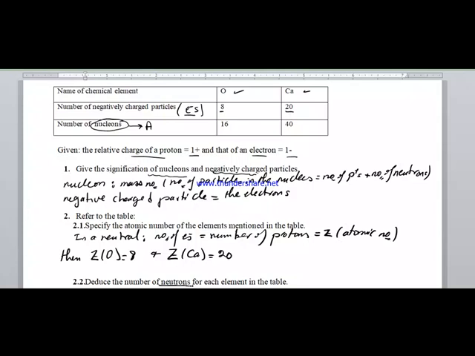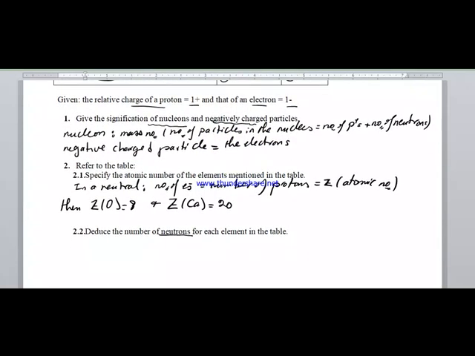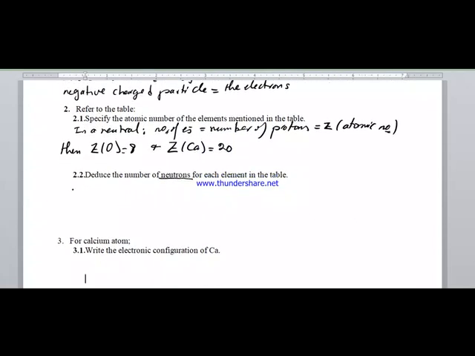Deduce the number of neutrons. Since we have the mass number in the table, 16 for oxygen and 40 for calcium, and we already found the value of the atomic number, we apply the relation A equals Z plus N. So A is equal to Z plus N, so N equals A minus Z.